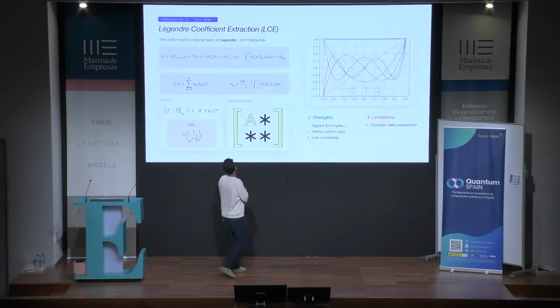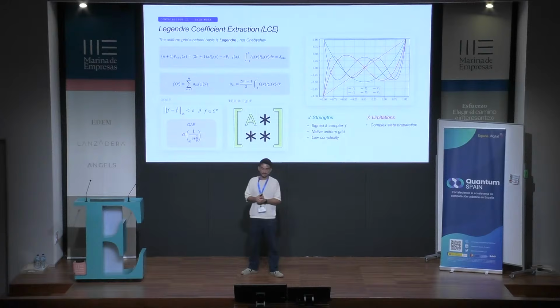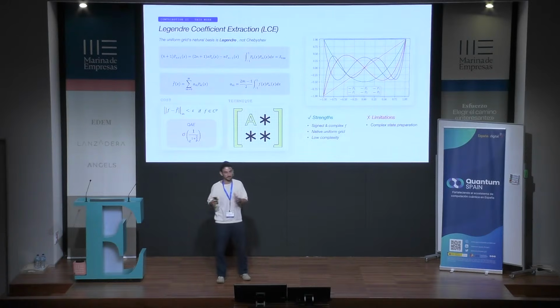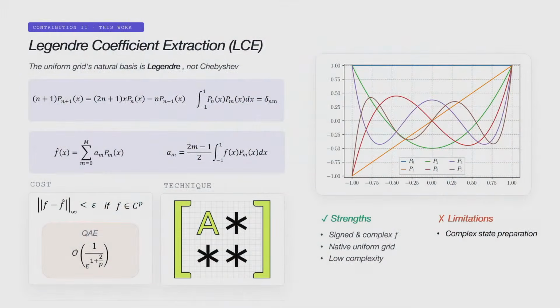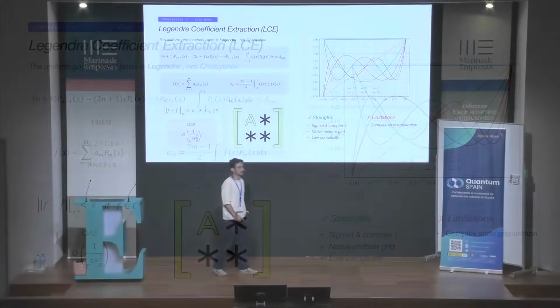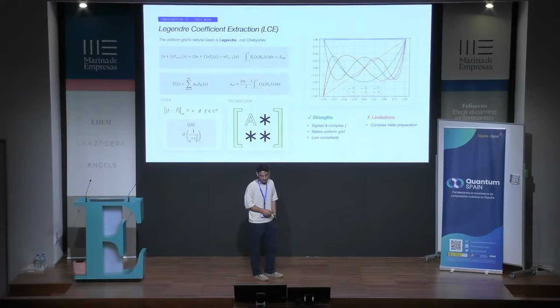And the last contribution, and I think the most important one, is this Legendre coefficient extraction. The idea here is that instead of going to the Chebyshev basis, we go to the Legendre basis, because this Legendre basis is orthogonal on the uniform grid. The Legendre polynomials can be built like that, and they satisfy the orthonormality property. We can again expand our function in this basis, and we can compute these coefficients using the Hadamard test again.